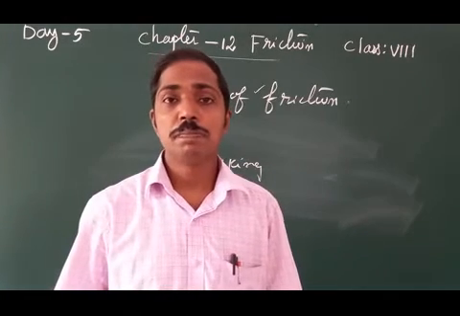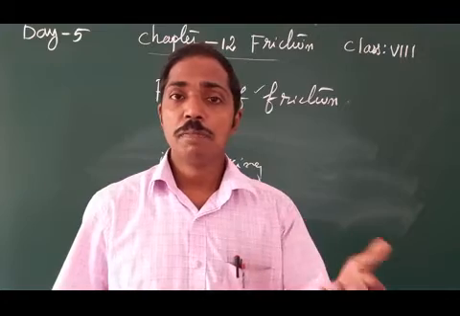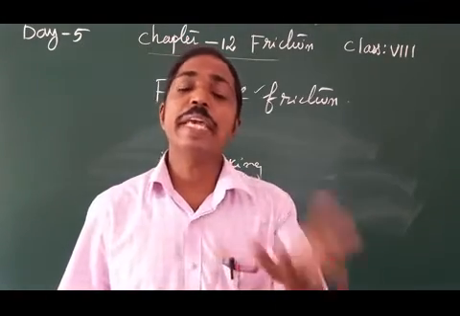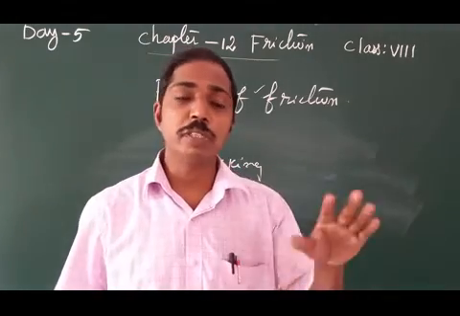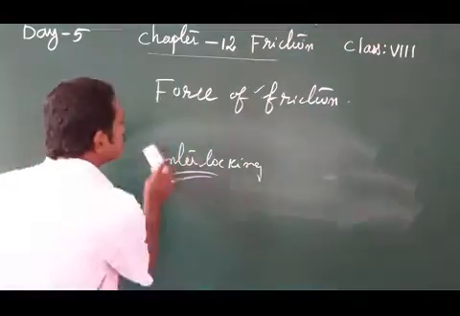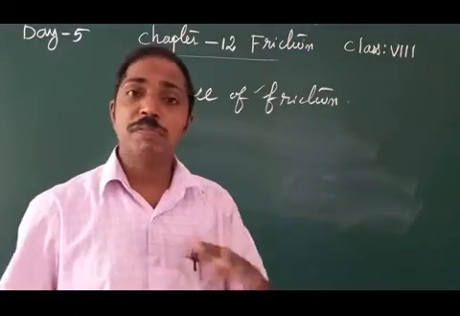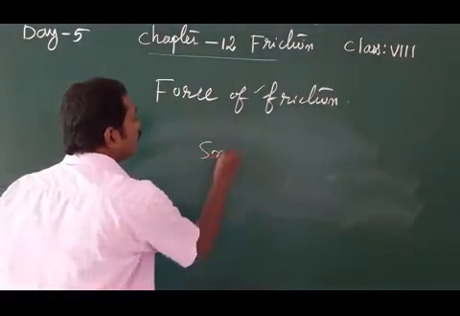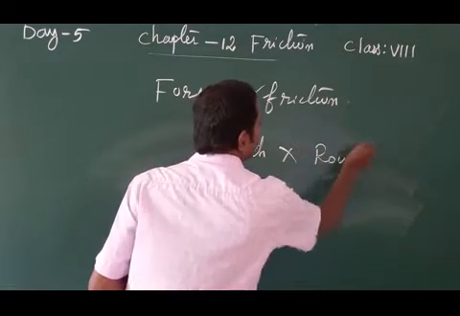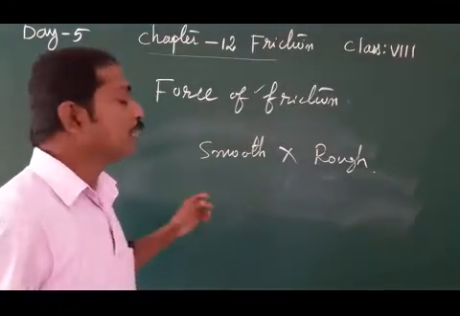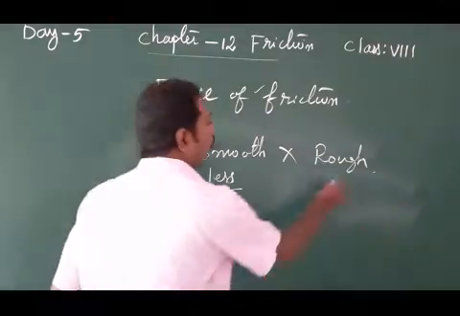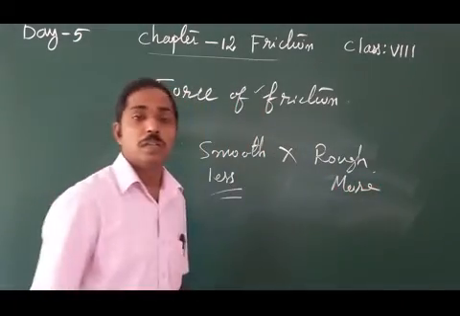Then, dear children, friction will be affected by the nature of the surface. When we observe two surfaces, a smooth surface and a rough surface, according to the nature of the surface, there are two kinds: smooth, and opposite, rough. For a smooth surface, friction is lesser. For a rough surface, friction is more.